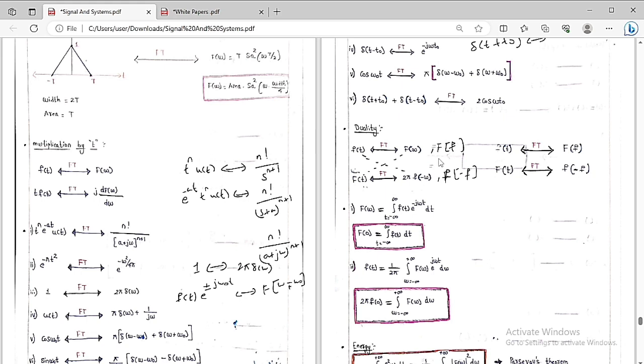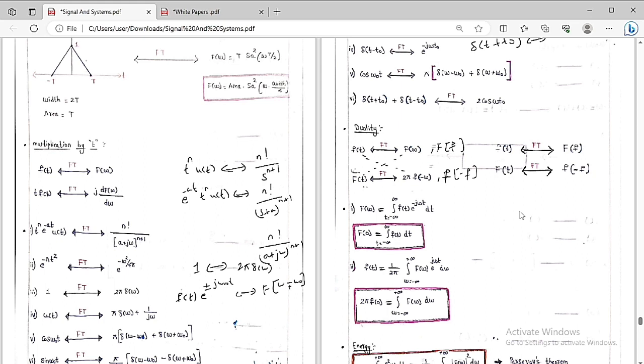So this one you have to keep in mind. This is in terms of omega. If you want it in terms of frequency, this is the formula: capital F of f, and here small f of minus f. This is in terms of omega, and this is in terms of frequency, small f. So small f of t has a Fourier transform capital F of omega, then capital F of t has a Fourier transform 2 pi into f of minus omega. Same thing here, in terms of f, capital F of f, here small f of minus f.